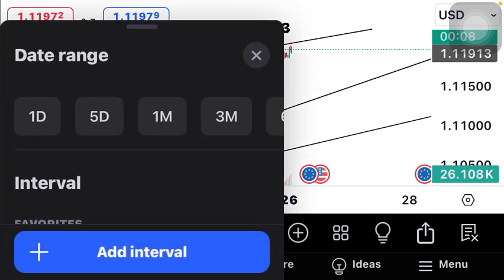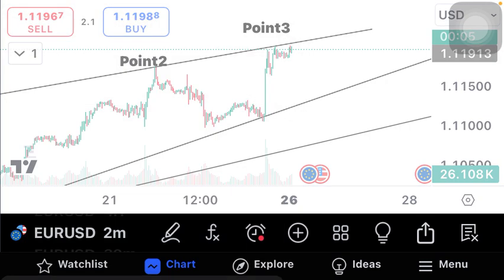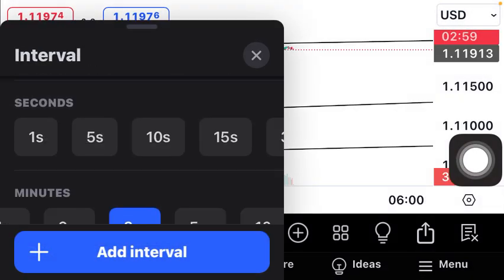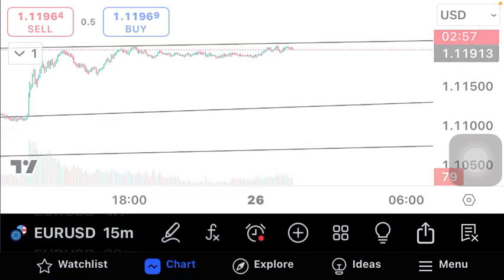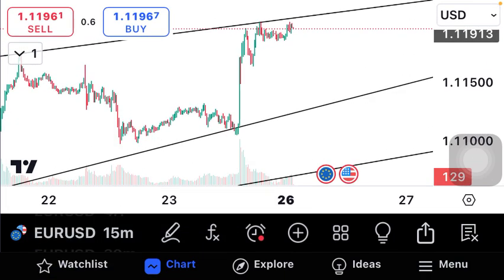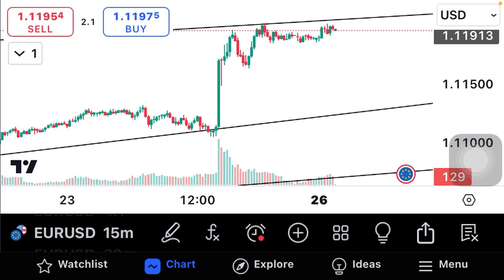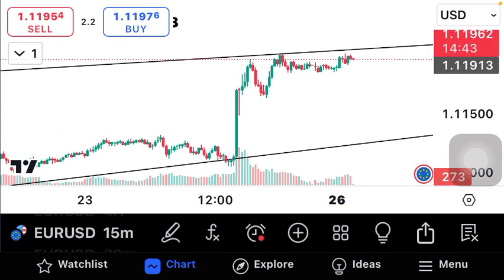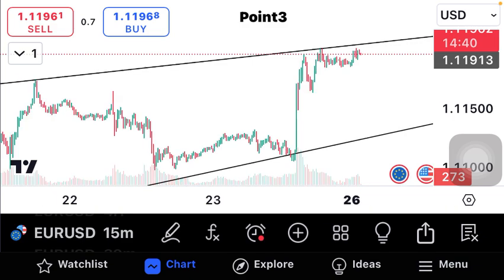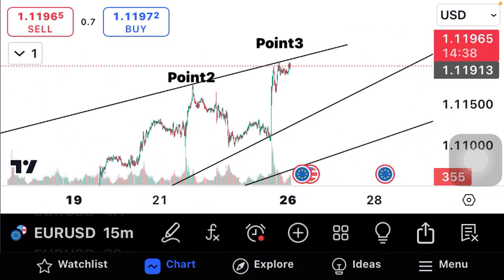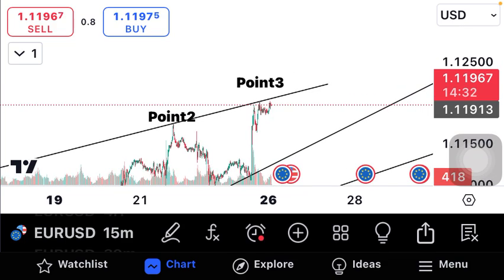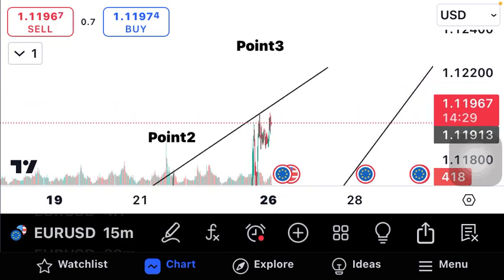I want to go on the 15 minutes time frame. Then that's what I'll show you there. I'm not going on the 3 minutes, I'm going on the 15 minutes. Yeah, so this is the 15 minutes time frame. On the 15 minutes time frame right now, I'm looking for my entry. After seeing all this, to the next psychological level, let's see.